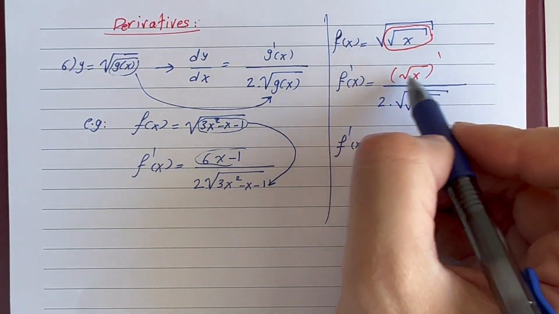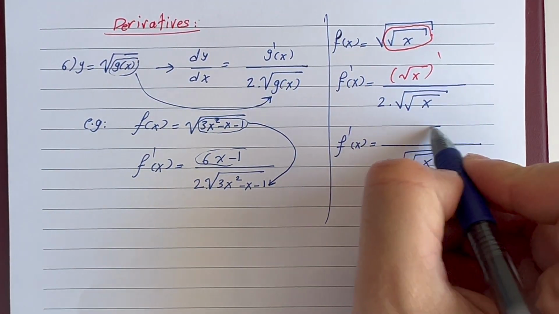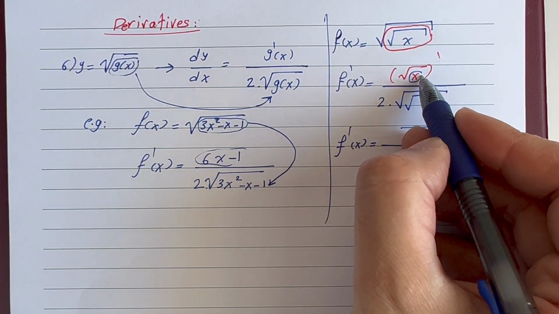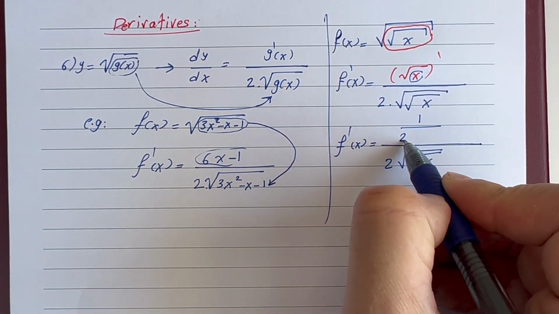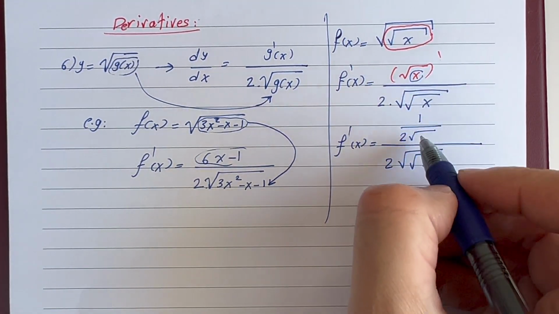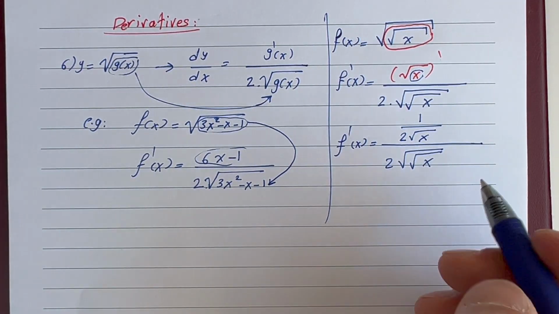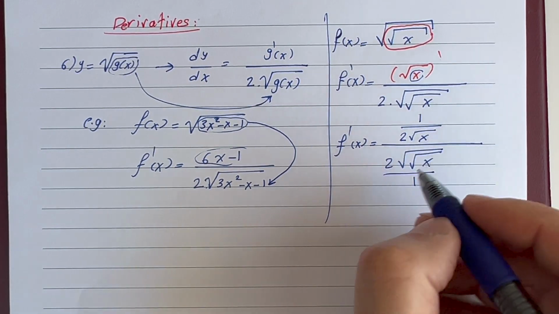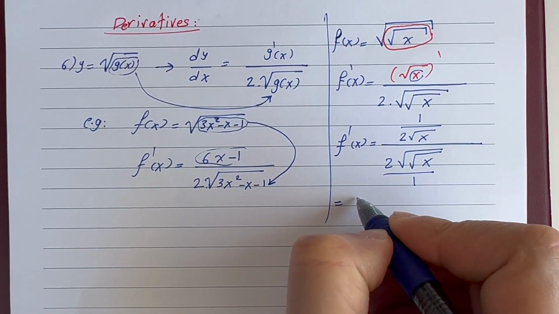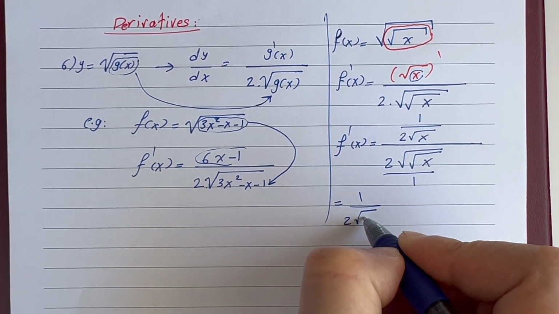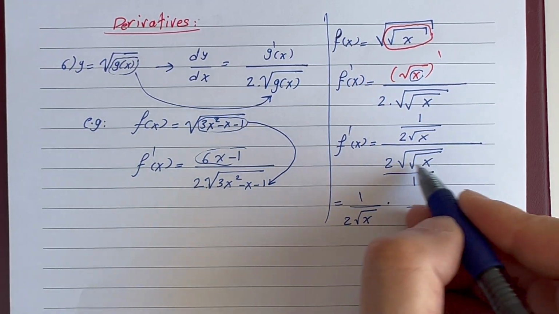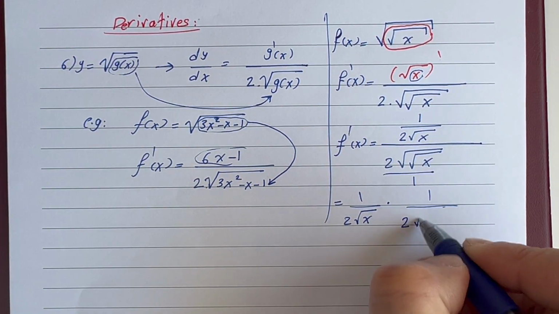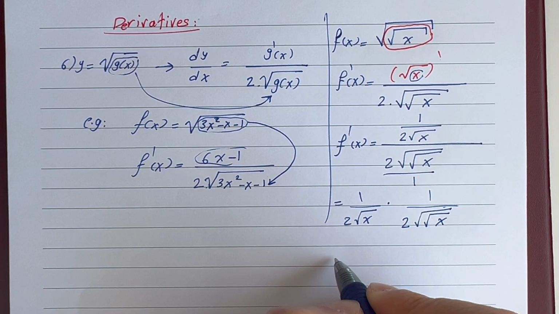Now, what is the derivative of square root of x? Again a fraction. The derivative of what's inside, which is 1, over 2 times the expression itself, 2 square root of x. Now in math, always when you have fraction over fraction, you multiply by the reciprocal, right? So you will end up with 1 over 2 square root of x times the reciprocal, 1 over 2 times square root of x.